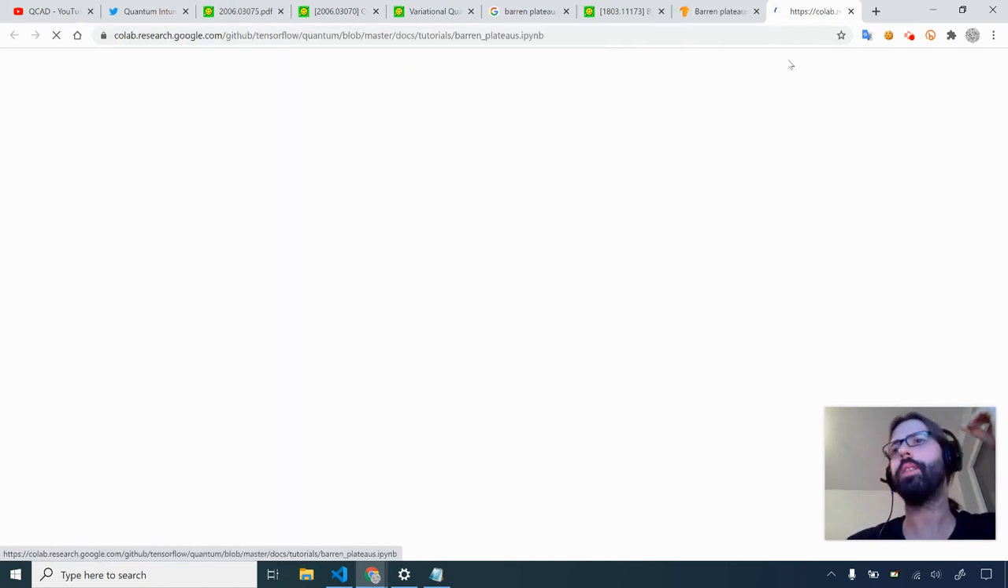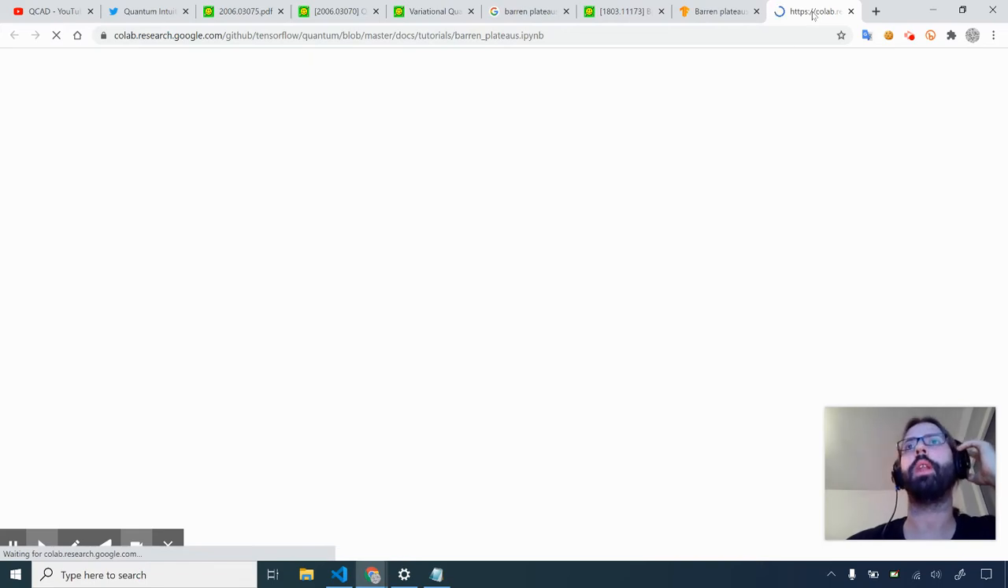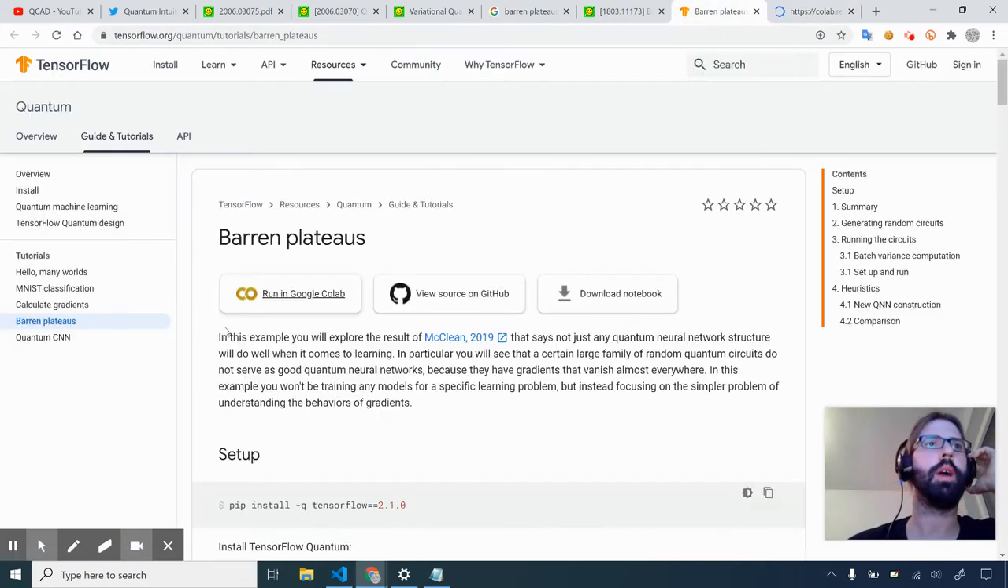How do I do this? Yeah, so I think I'm gonna do this. I feel like I want to try to understand what these are. I hope I don't really have to go through all of the other ones. But so in this example, we'll explore the result of McClean 2019 that says not just any quantum neural network structure will do well when it comes to learning. In particular, you will see that a certain large family of random quantum circuits do not serve as good quantum neural networks because they have gradients that vanish almost anywhere.